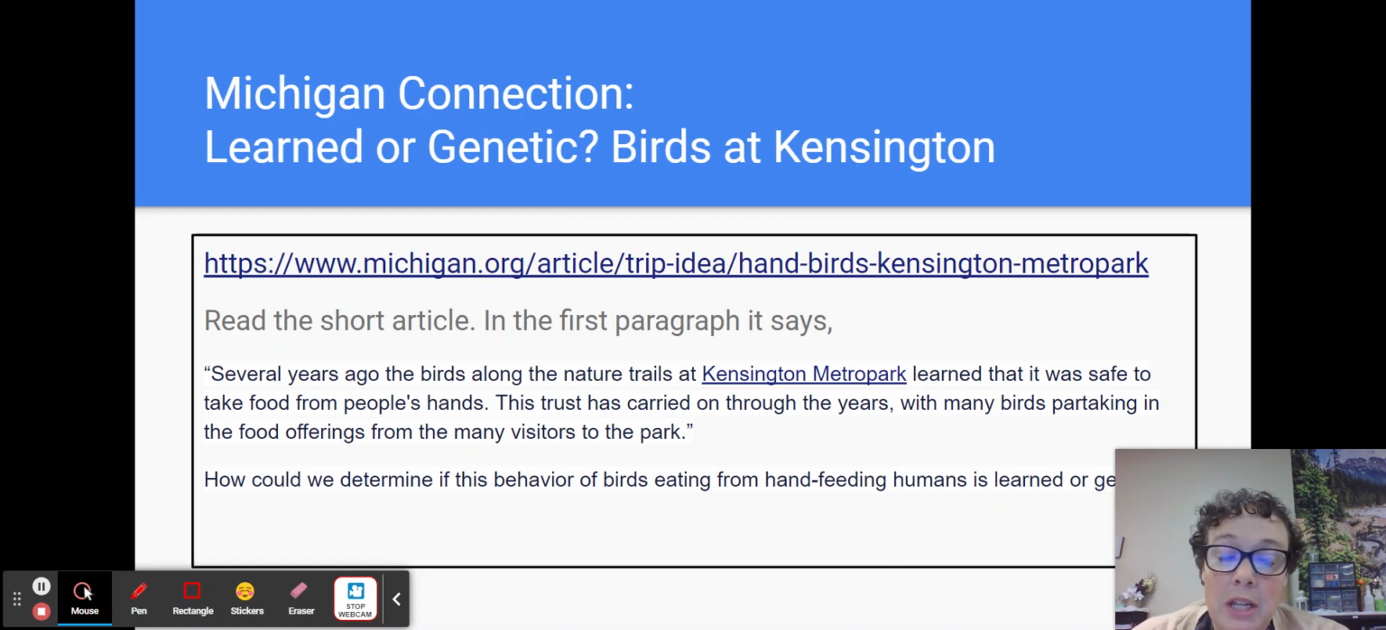What I want you to think about is these studies that we read about where they determined if it was learned or genetic with the juncos, their bolder behavior. How could we set up a similar study for the birds at Kensington? Hint, you need to go back and review the parts of how a common garden study is carried out.